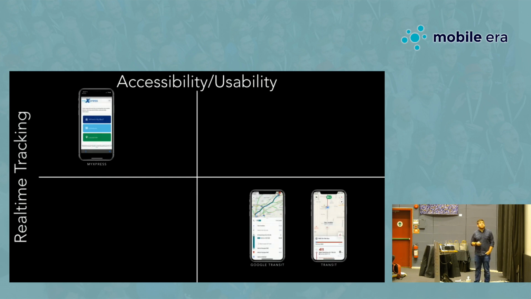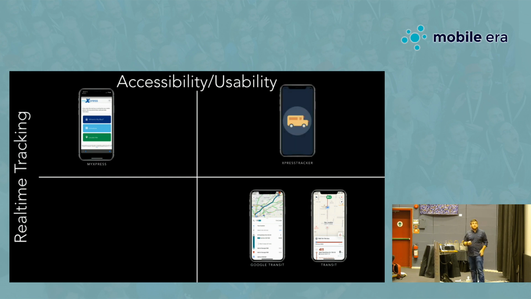So putting it over the grid, it was clear for me that there was no accessibility or usability for the My Express app, but it had real-time tracking, so that was nice. The others had accessibility and usability, but no real-time tracking. I don't want to use 2 apps, so I knew I wanted to be in this sector, and I wanted to build my Express Tracker app here.